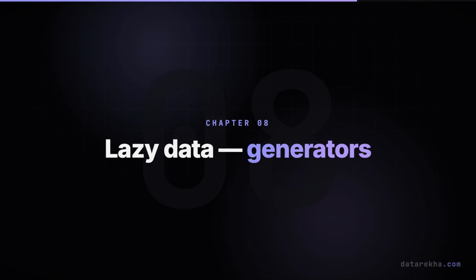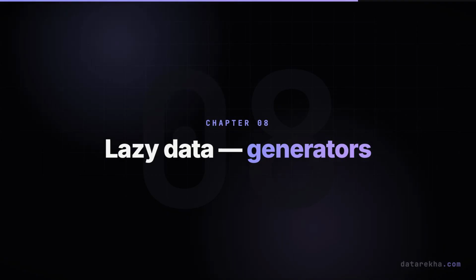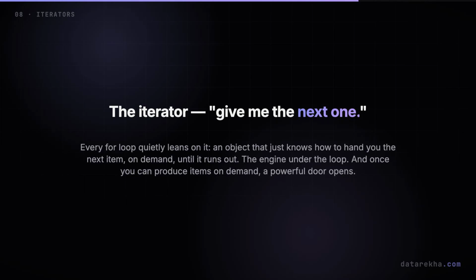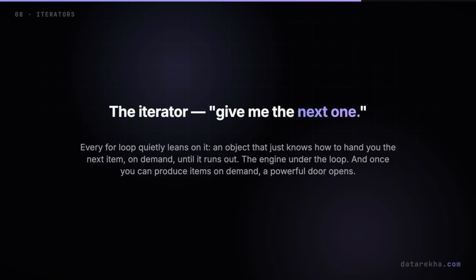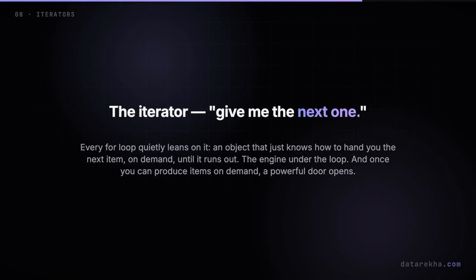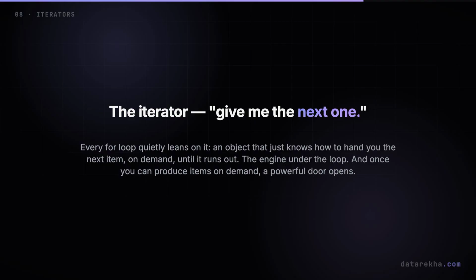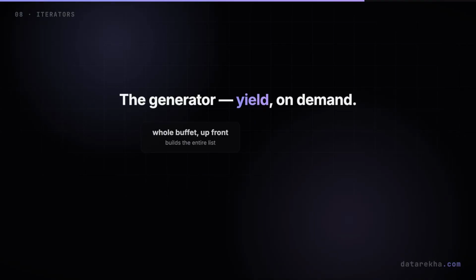Chapter 8. Lazy data, iterators and generators. Quietly, every for loop in Python leans on one idea. The iterator, an object that just knows how to hand you the next item, on demand, until it runs out. You don't usually see it, but it's the engine under the loop. And once you can produce items on demand, a powerful door opens. You don't have to build everything up front. That door is the generator.